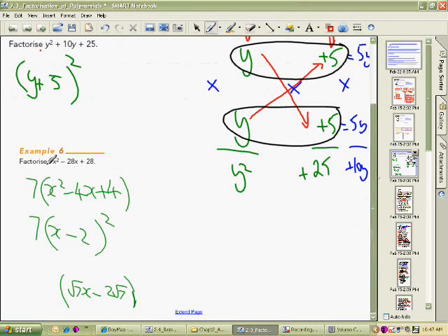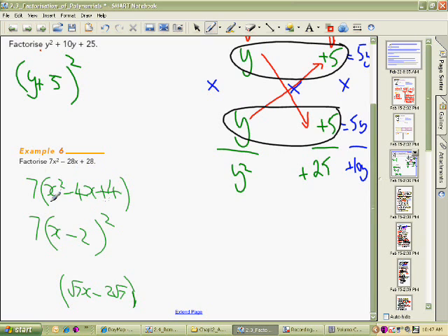In the next one, again, you look at this and think, before we do anything else, we've got a common factor. 7 fours are 28, so I can pull 7 out the front and leave an x, and because 7 fours are 28, it becomes minus 4x, and a plus 4 here.